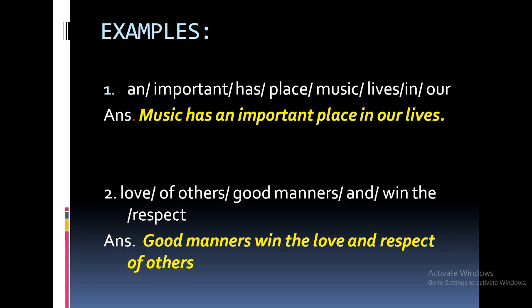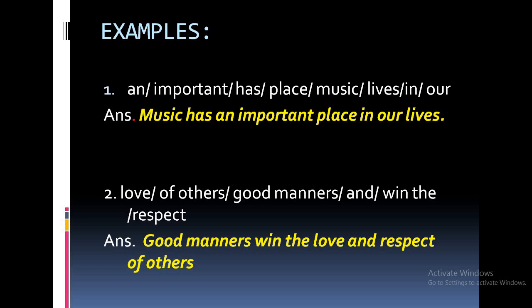Now the next verb that I want to take is win. Here we have "good manners." Love cannot be the verb here with good manners. Why? It must not be "good manners love" — not possible. So "good manners win the" — win is again a verb.